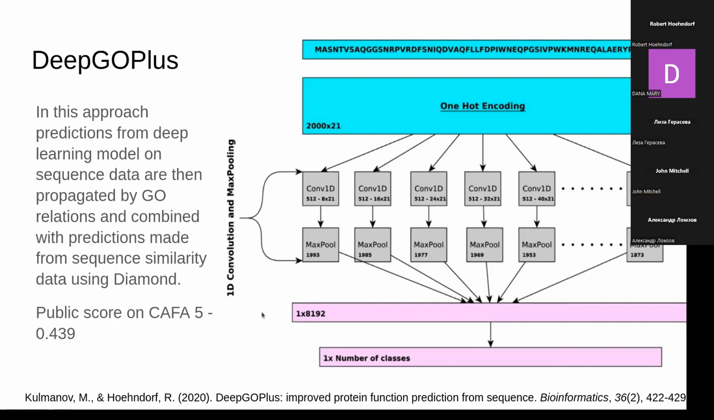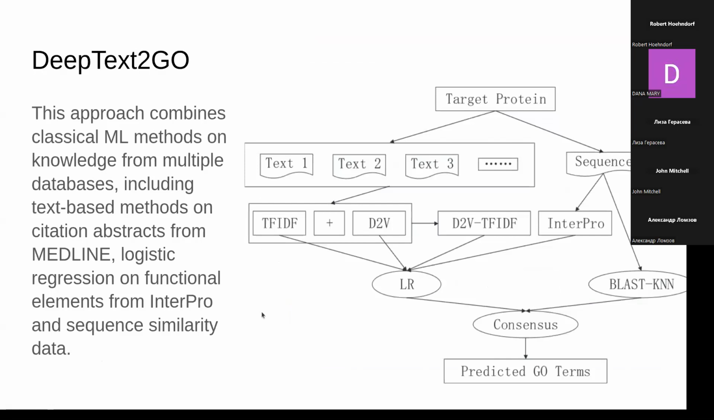Well, and I'd like to review other methods from other laboratories. For example, methods from JULAB. There are two methods, and on CAFA 3, this lab was the winner, and they provided two methods. One of the methods is DeepText2GO, and this approach combines classical methods on different data.